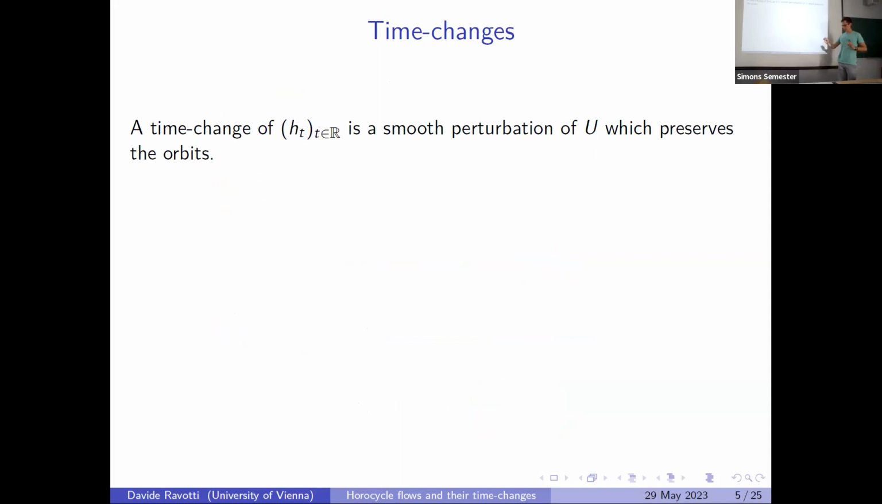So I'm not going to modify the individual orbits, but I'm going to change the speed at which I traverse them. And the speed is going to be dictated by some function, alpha, that is going to be defined on my space to the positive reals. And I will assume that it is normalized so that its average is 1. This is just for convenience.